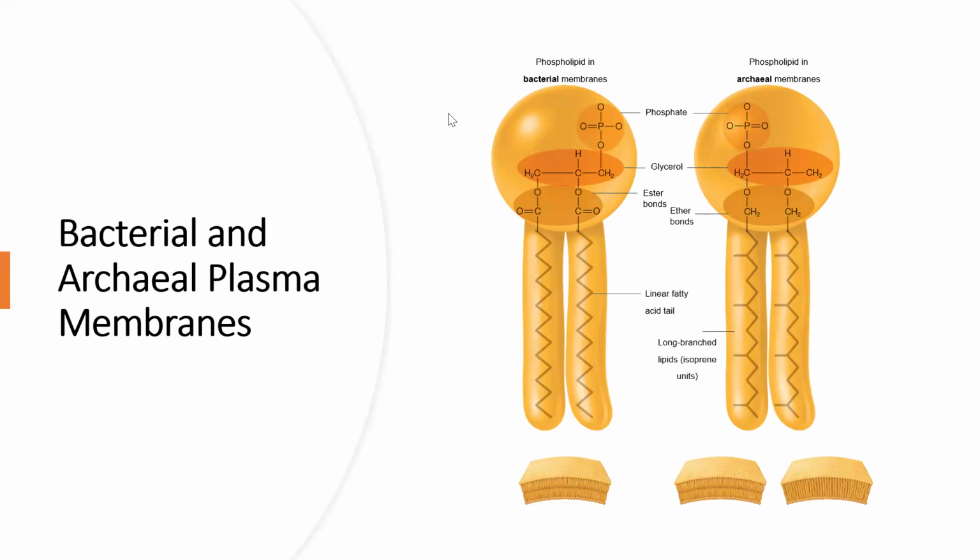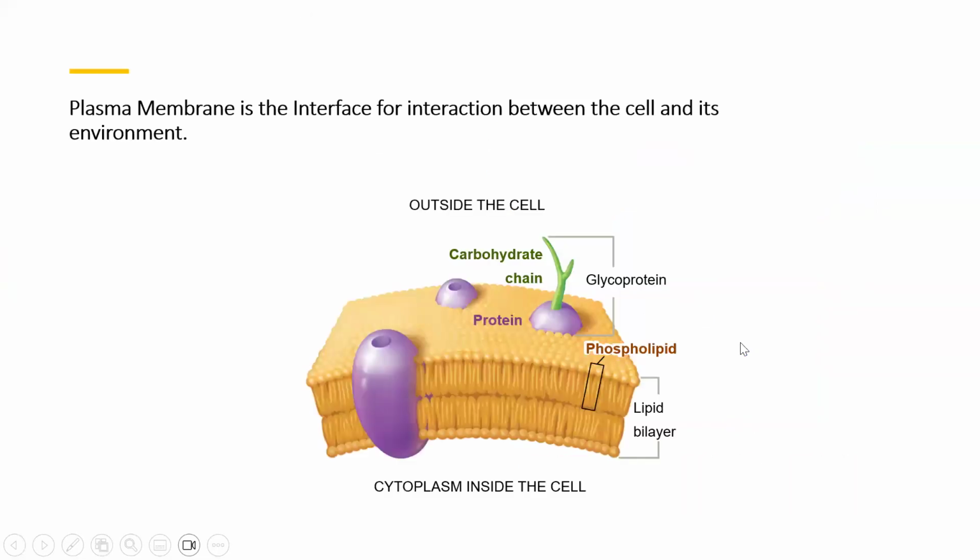And so here's just a reminder of what those phospholipids look like. We've got our bacterial phospholipids on the left-hand side, and then our archaeal phospholipids on the right-hand side. We've got that phosphate glycerol combo up here, which is going to make it hydrophilic, and then we've got our fatty acids down here, which are going to be hydrophobic. And so, again, this is your interface between the inside and the outside of the cell. And that's going to determine how the cell functions.